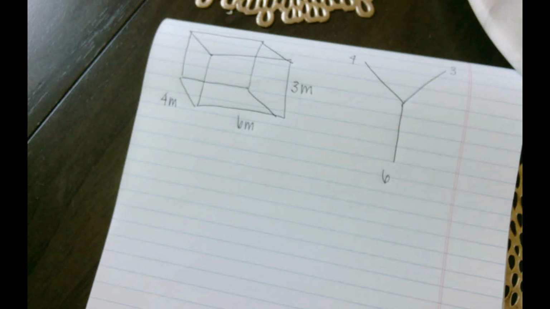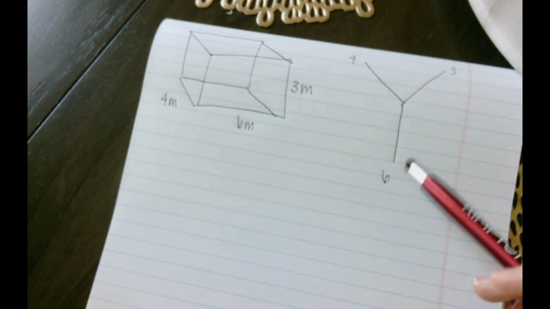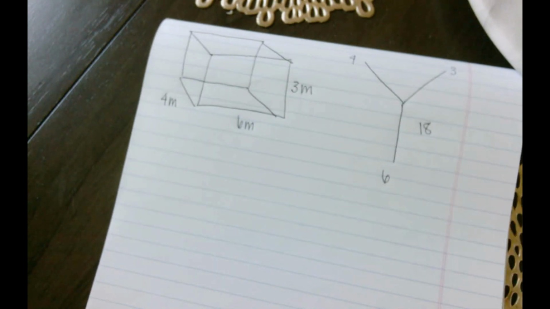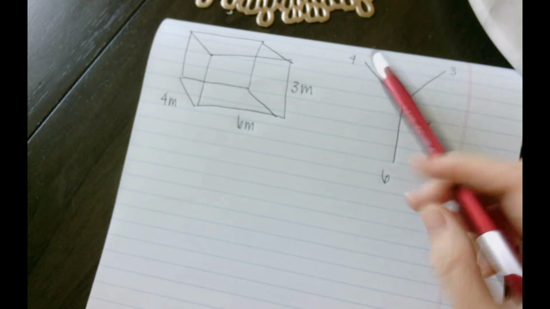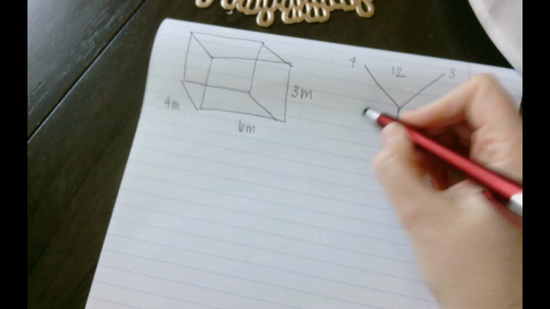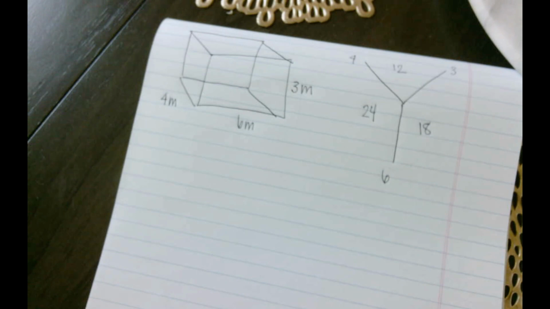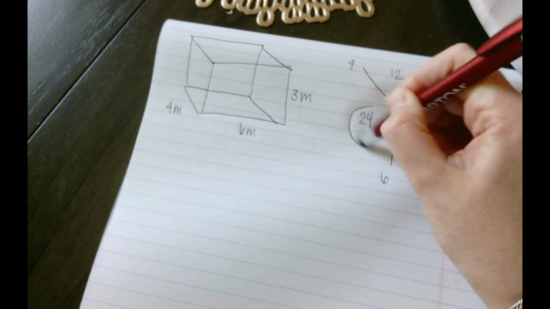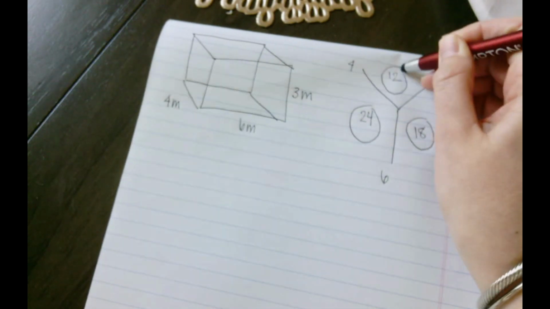Then I'm going to multiply between my numbers. So here, 6 times 3 is 18. 3 times 4 is 12. And 6 times 4 is 24. Now that I have my three products, I'm going to circle them just so I know which numbers I'm looking at now, the ones on the inside.